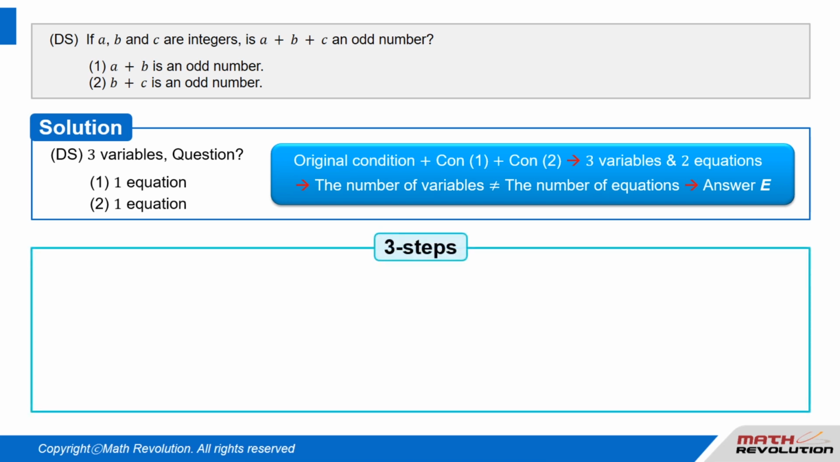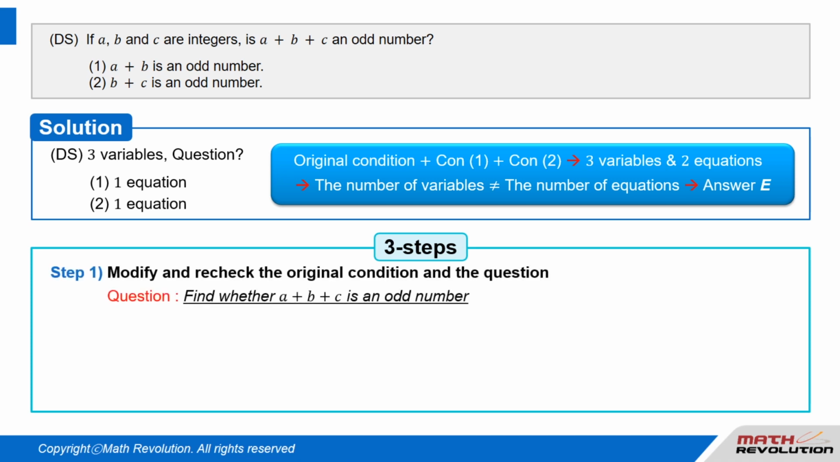Let's apply the 3 steps suggested previously. Follow the first step of the variable approach by modifying and rechecking the original condition and the question. We have to find whether A plus B plus C is an odd number. Although the question states that A, B, and C are integers and asks if A plus B plus C is an odd number, none of these are equations. Remember, to be an equation, there must be an equal sign. Beware of this type of question, which often appears on the exam.